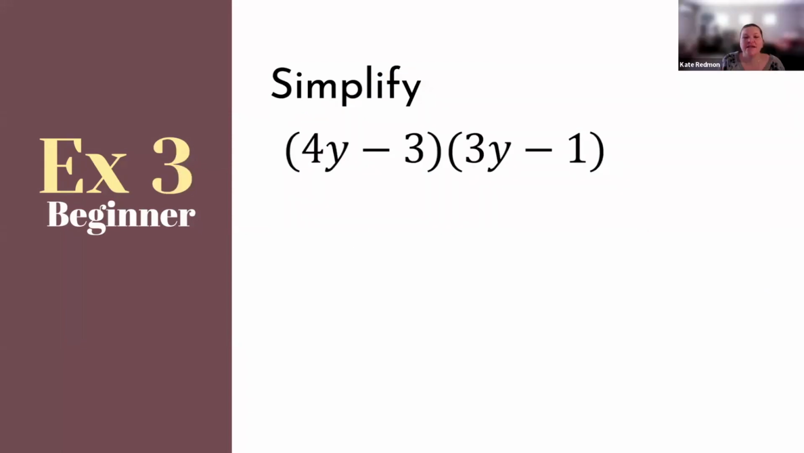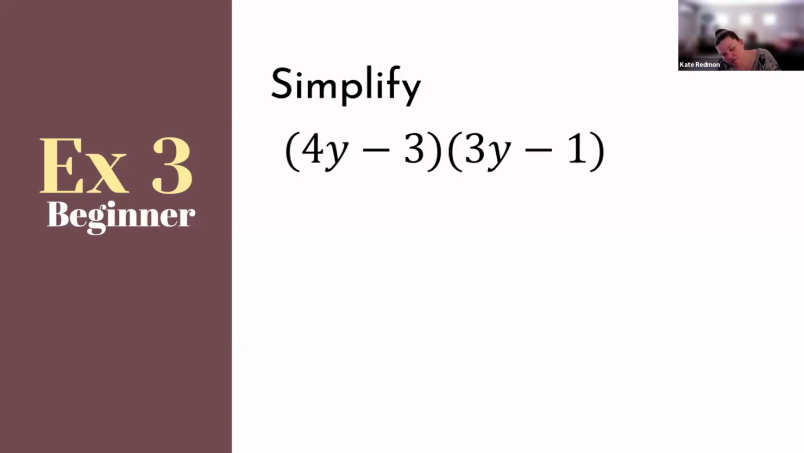Okay, let's read this. It says simplify. Okay, generic directions. What do they want me to do? Well, we've got to check out the symbols to tell. I can see this entire grouping is multiplying with this entire grouping. So I'm going to use some language to tell myself it's a grouping. I'm going to say the quantity of 4y minus 3 times the quantity of 3y minus 1.